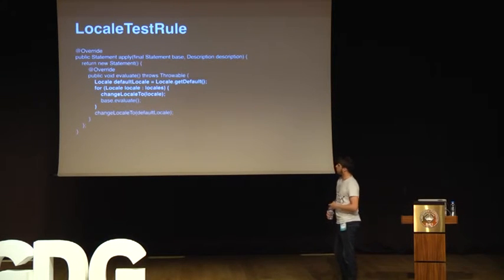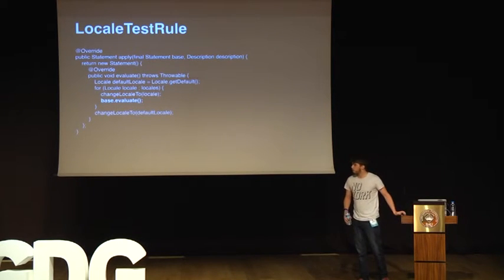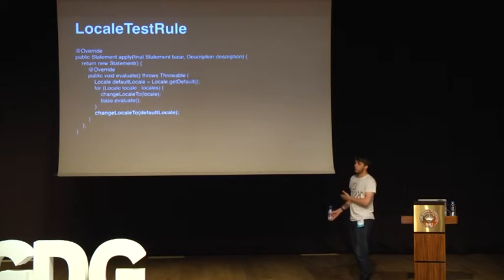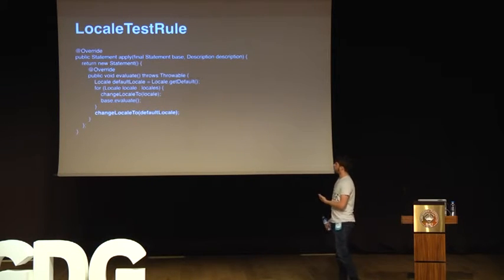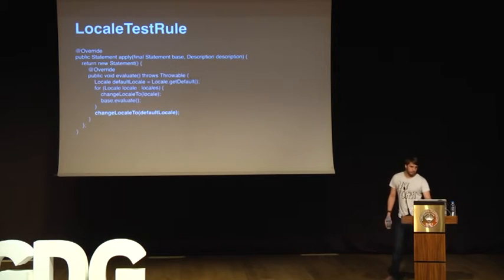In our case, all of our devices are in English. And then for each locale we want to test on, so Portuguese, French, German, maybe later Turkish, I don't know, we change the locale, and then we execute the test with just base.evaluate. And once the test is finished, we make sure that we go back to the locale we had at the beginning, so we don't run all our tests in German.